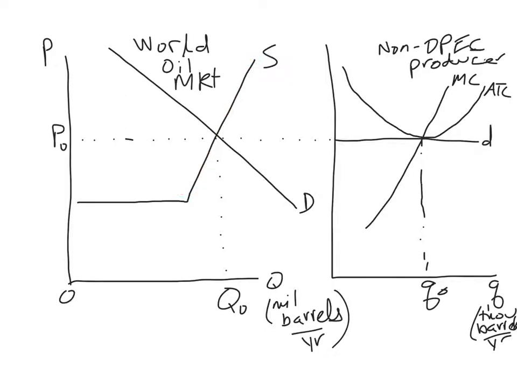And OPEC could produce a lot more at that lower cost, but they get together and decide to restrict output so that price jacks up. And what I've got over on the right hand side is a non-OPEC producer. So a producer in the North Sea or in Texas or somewhere. And there we have this initial long run equilibrium.